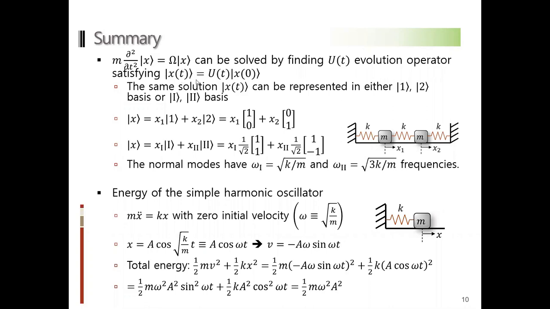The same solution can be represented by the 1-2 basis, which means that the coefficient of each of the eigenbasis means the displacement of each of the individual masses. Or if we represent this one using another basis, which was the eigenbasis of this matrix or this operator, then the meaning of these two coefficients is completely different.